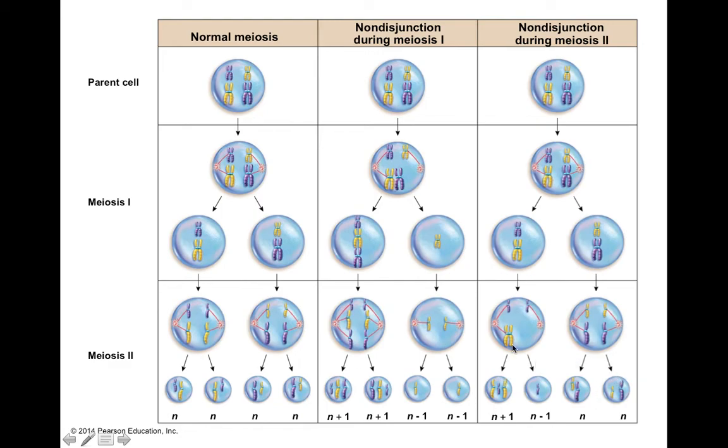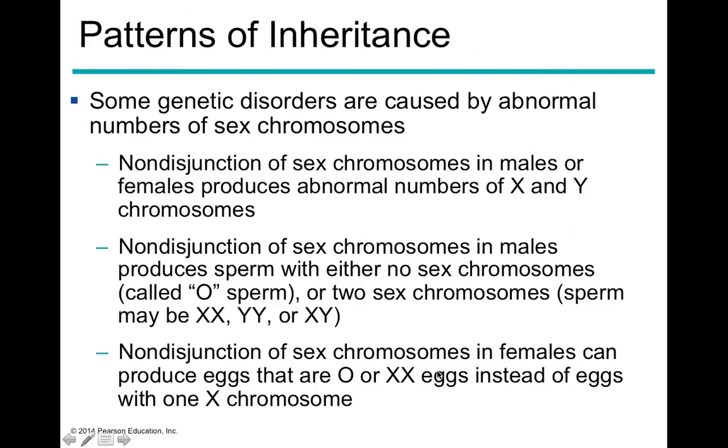And then this one here, if we have non-disjunction during meiosis 2, so the non-disjunction event occurs here, where we've had a normal split here but not here, then we end up with these guys. Again, these will be normal N, but these will be N+1 and N-1. So depending on when the non-disjunction happens, or when the chromosomes fail to align properly, you can end up with all of the gametes with plus and minus 1, or half of the gametes with plus and minus 1. Either way, all of the minus ones are going to be non-viable.